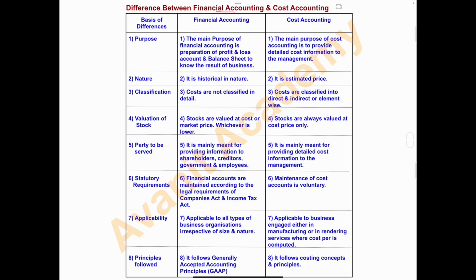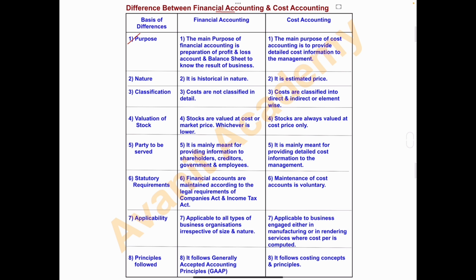Let's start the discussion on difference between financial accounting and cost accounting. I have written here basis of differences between financial accounting and cost accounting. First point is purpose. In financial accounting, the main purpose of financial accounting is preparation of profit and loss account and balance sheet to know the result of business. In cost accounting, the main purpose of cost accounting is to provide detailed cost information to the management.